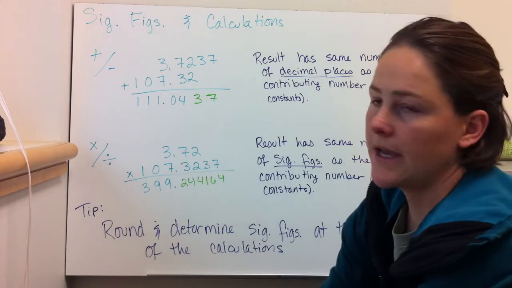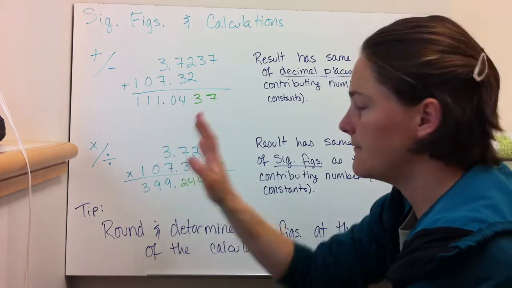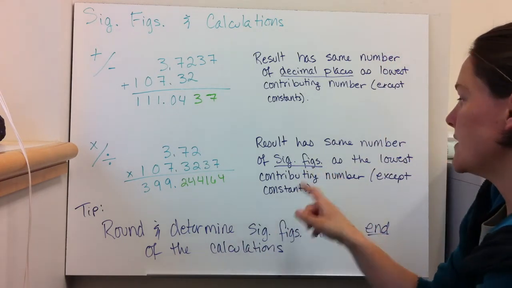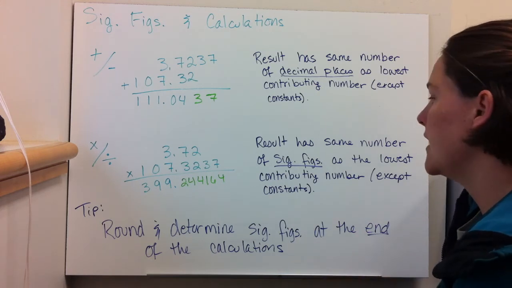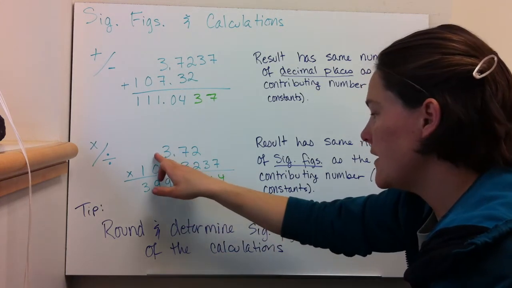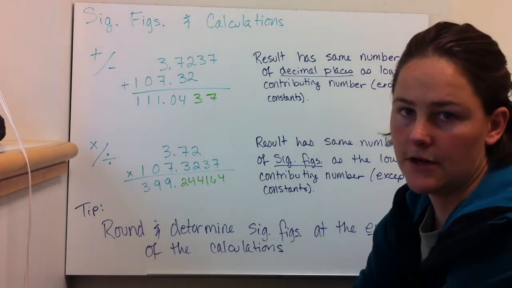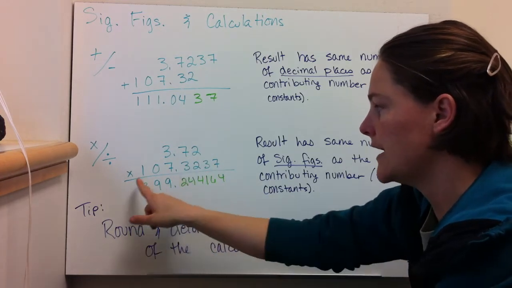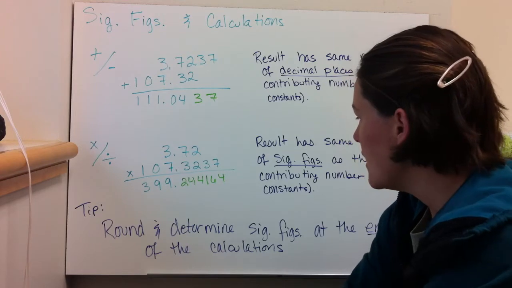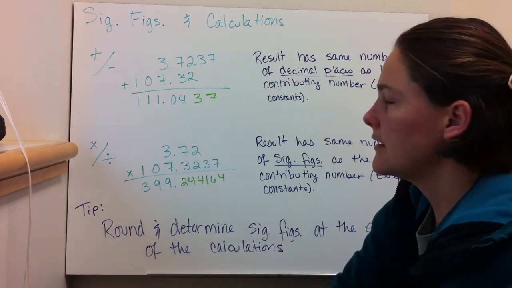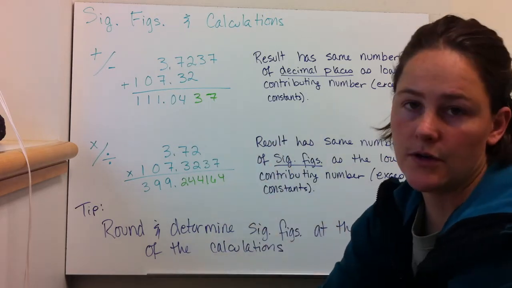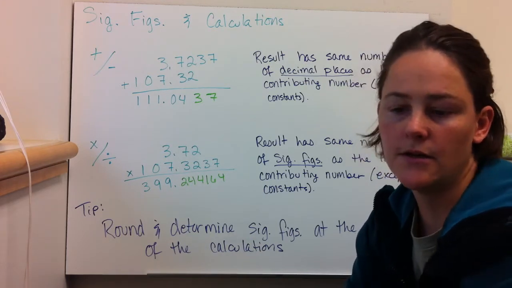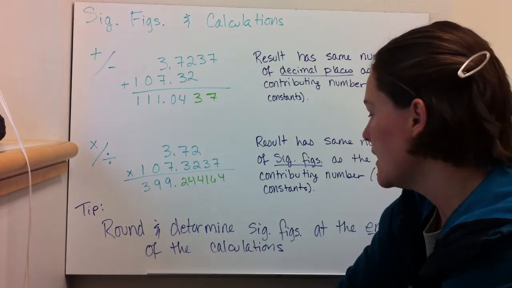When you're doing multiplication or division, it's different. The results have the same number of significant figures as the lowest contributing number. So here the lowest number of significant figures is the 3.72, so 3 significant figures, and your answer only has 3 significant figures. Alright, and what's written up here is that you don't include constants, so if you multiply by 2 as a constant or multiply by Planck's constant, you don't count those towards significant figures.